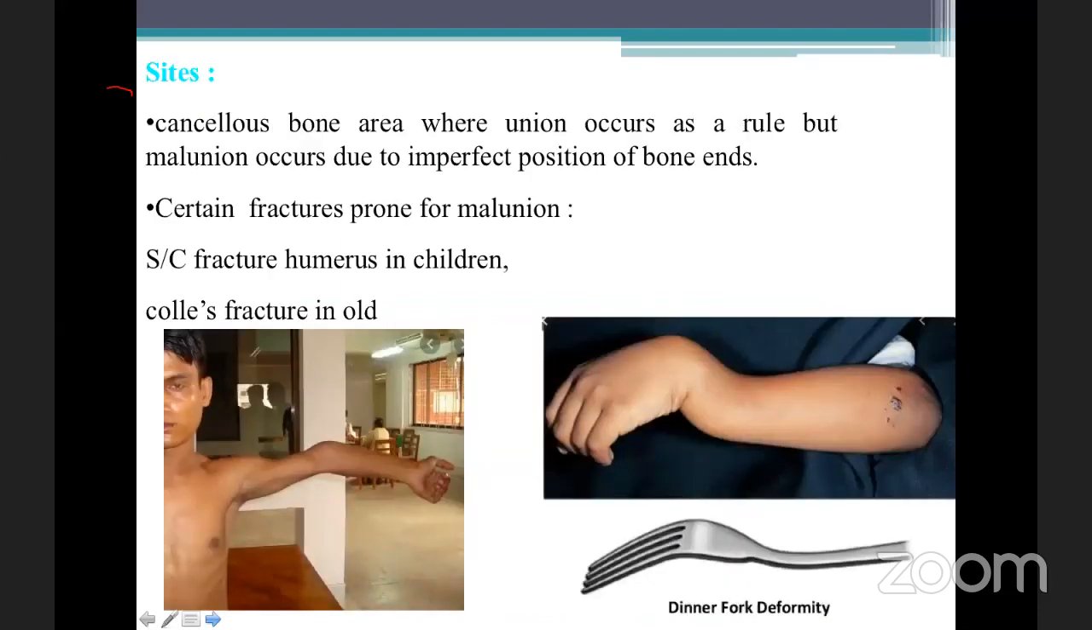There are some sites that are precarious for malunion, like in children. There is supracondylar humerus fracture, which can go for gun stock deformity. See, this is like a gun stock. So that is gun stock deformity. Then Colles fracture in the elderly, in the distal end of radius, depicts the dinner fork deformity.